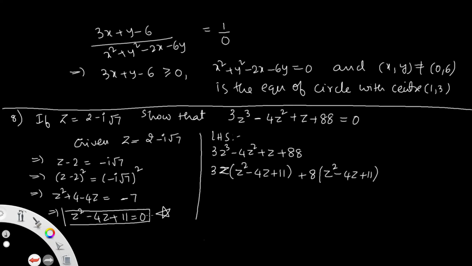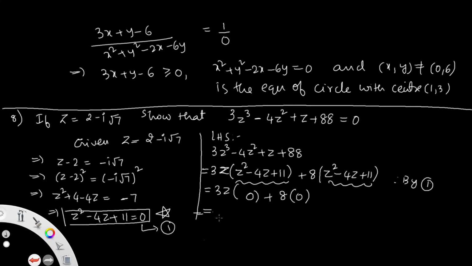So now it is 3z into this total term, which we had taken as equation 1. Then substituted here 0, and 8 into 0, this is also 0, since by equation 1. So the total value becomes 0. Therefore 3z cube minus 4z square plus z plus 88 equal to 0. Hence proved. Just I am doing another method.